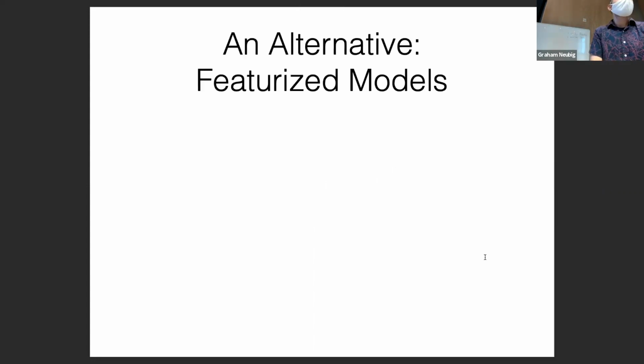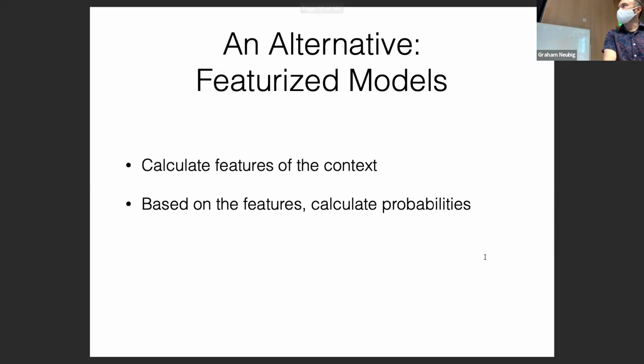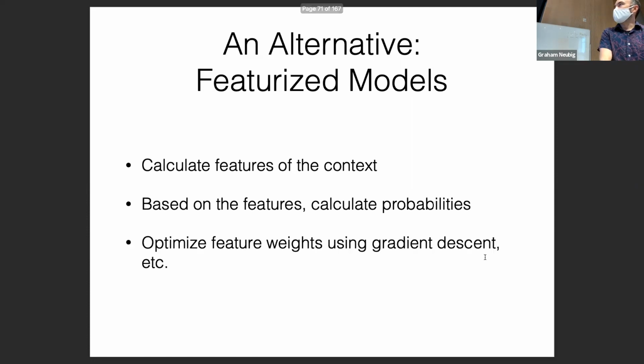so basically the idea here is we turn the language modeling problem into basically a classification problem. Specifically, we calculate features of the context, and based on the features, calculate probabilities, and optimize the feature weights using gradient descent. Remember, when we did text classification, we calculated features of an input sentence or text, and calculated the probability of an output label. Here, our output label is simply the label of the next word.